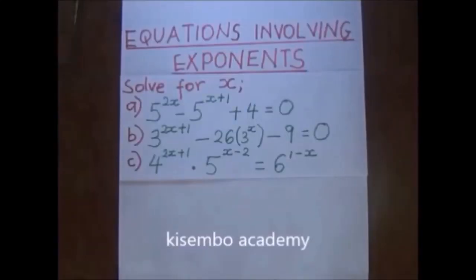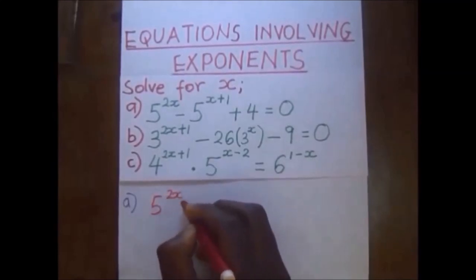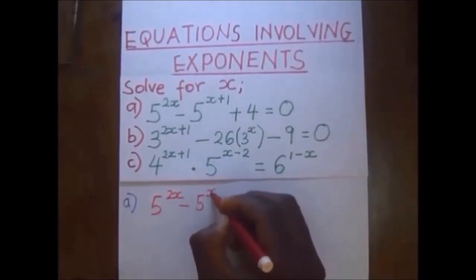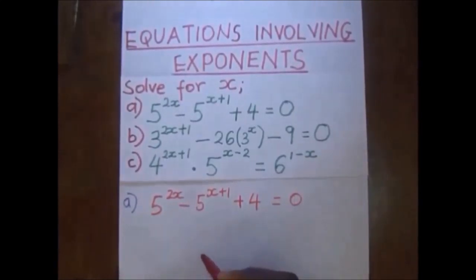Consider this a continuation of this topic, logarithms, as we discuss equations involving exponents and exploring how the laws of logarithms and indices are used in solving such equations. Part A right there is telling us, 5 to the power 2x minus 5 to the power x plus 1 plus 4 is equal to 0.